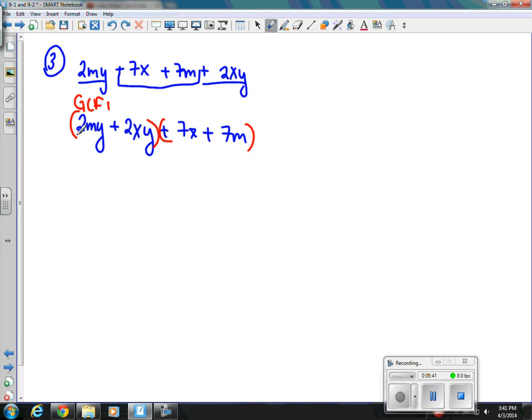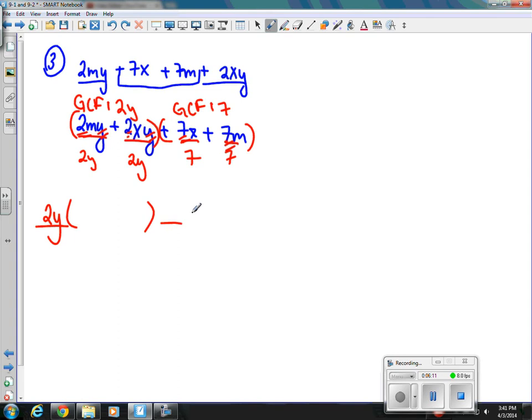So GCF is the first one, they both have 2's, so I can take out a 2, and 2 can go into 2 evenly. They both have y's, so I can take out a y. Now we find our GCF of our second one. They both have 7's, and 7 can go into 7 evenly, but they don't have any variables in common. Now the whole first parentheses is going to get divided by its GCF of 2y. And then we put our GCF on the outside and we make our parentheses. There we go. So now we divide.